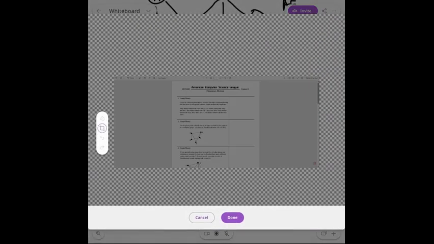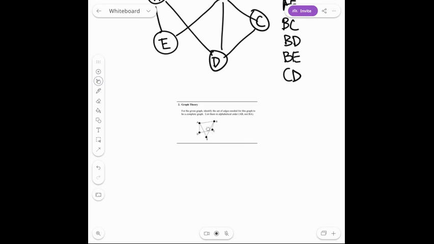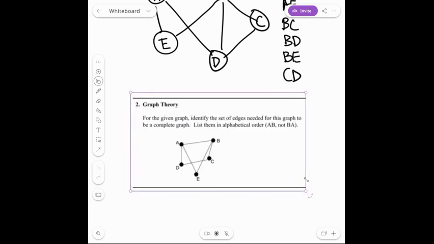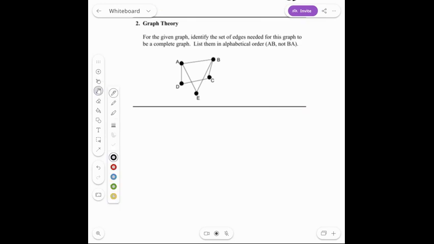Let's move on to the next problem. For the given graph, identify the set of edges needed for this graph to be a complete graph. List them in alphabetical order. Okay, so we must recall the definition of a complete graph, which means that every 2 vertices must have an edge connecting them.